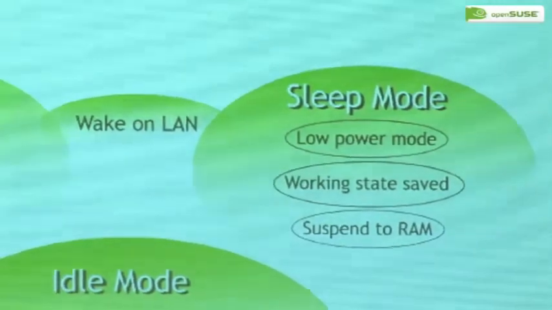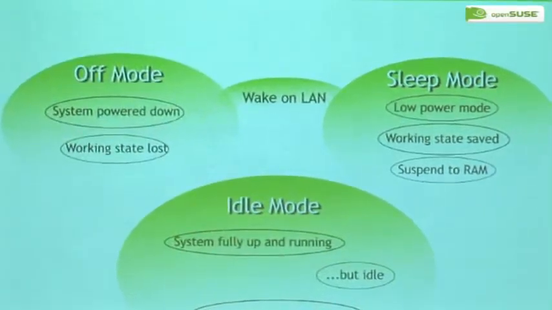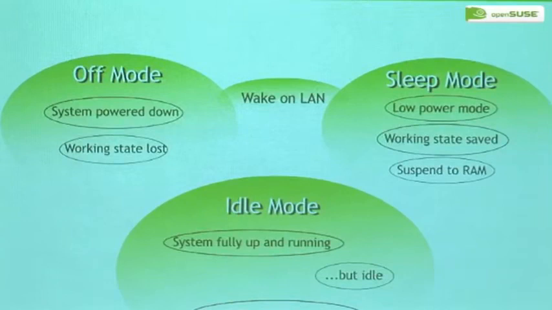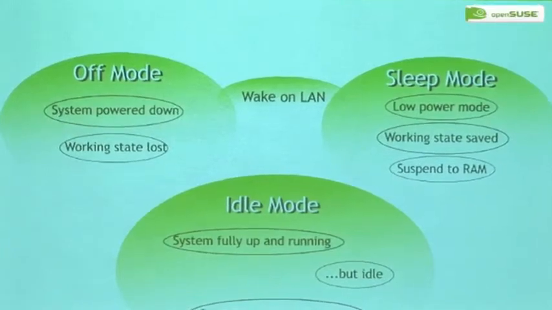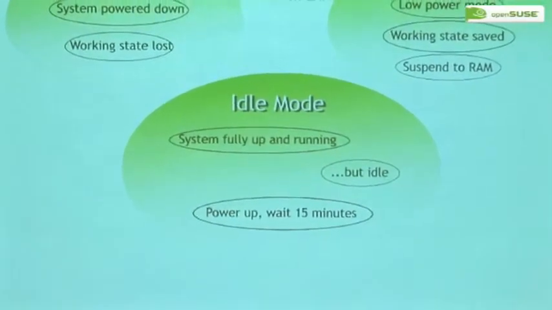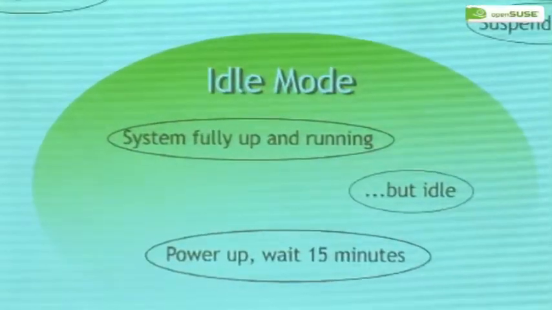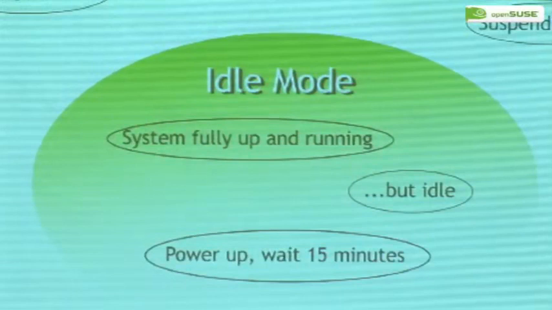These two modes can be extended by another feature, Wake on LAN, and it depends on the distribution channel of the laptop whether you get the laptop with Wake on LAN enabled or not. Maybe the most important mode is the idle mode, where the system is just fully up and running, and you usually reach this mode by powering up the system and waiting about 15 minutes or a certain time frame until all one-shot tasks are finished and the system is idle.